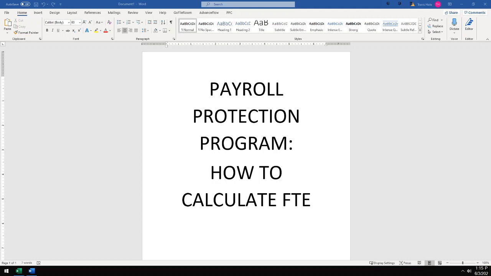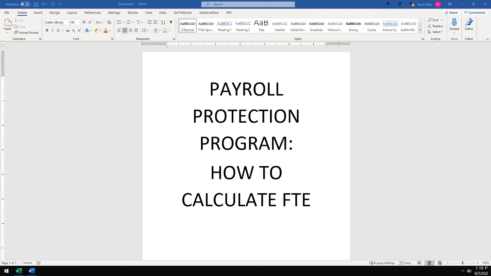Because like I said earlier, if you don't spend the money correctly, and if your FTE doesn't reach the point where it was prior to everything happening, you will not get full loan forgiveness. So what I'm going to do is go through a couple calculations of how these different methods can really help you out.